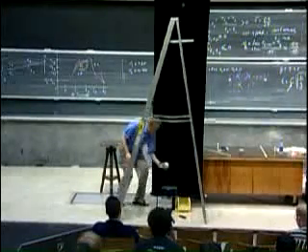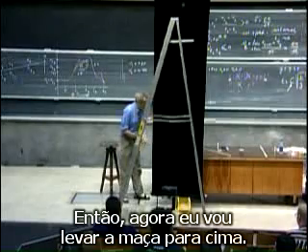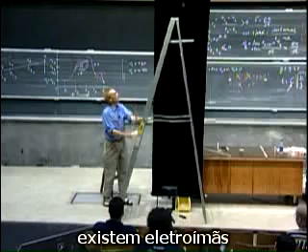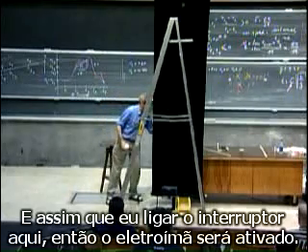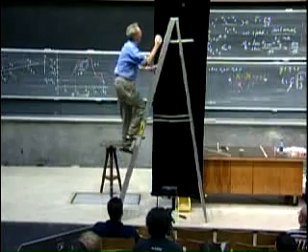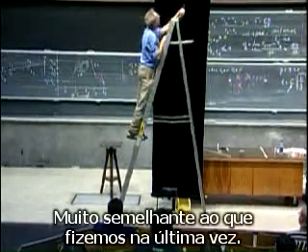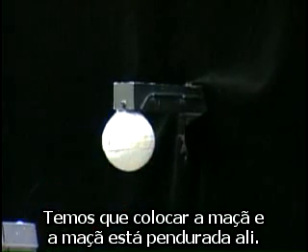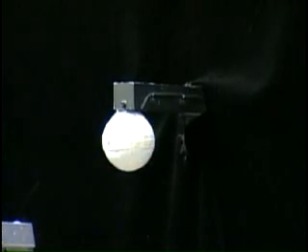Okay. So now I'm going to bring the apple up. There's some metal here, an electromagnet, and so I throw a switch here so that the electromagnet is activated. Very similar to what we did last time. We have to put the apple up, and the apple is hanging there. There we go.